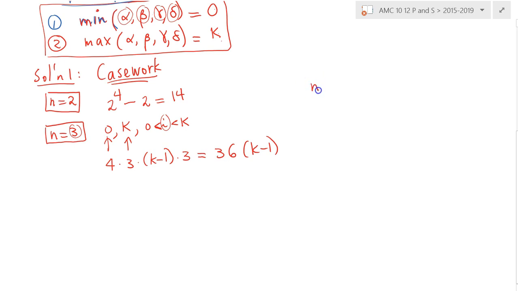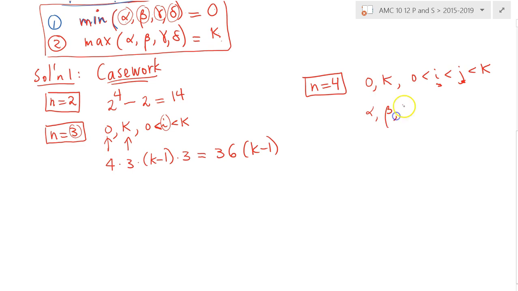And finally, let's put it here. N is equal to 4. All 4 take different values, basically, right? Alpha, beta, gamma, and delta take 4 different values. Obviously, that would be 0 and k, and then probably 0, i, j, and k, right? So you have 2 more values here, i and j as well.